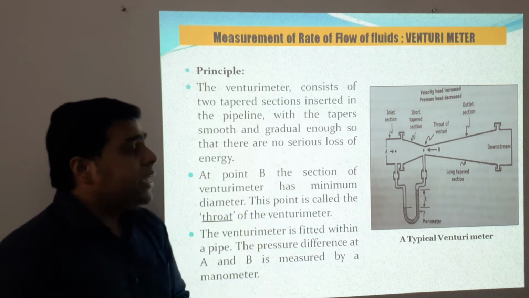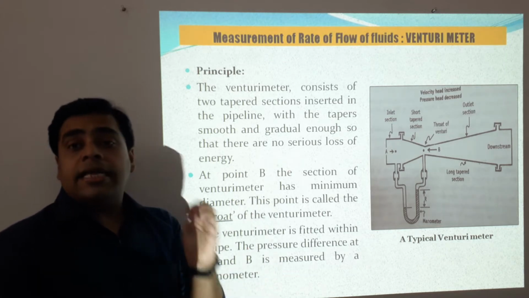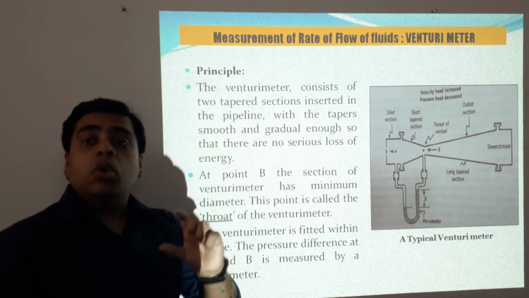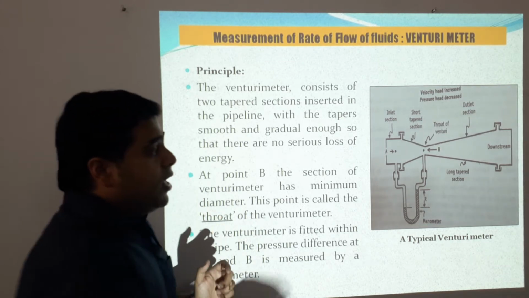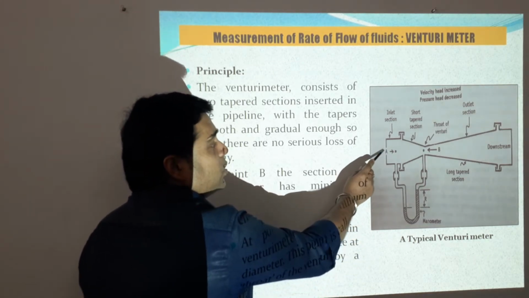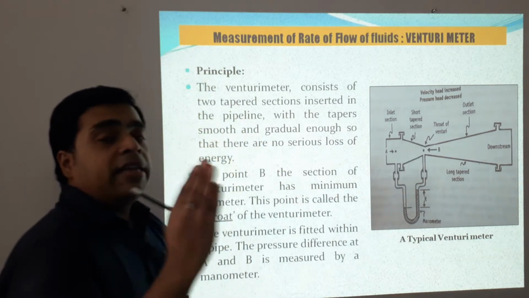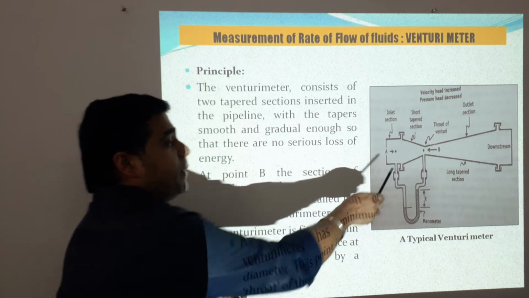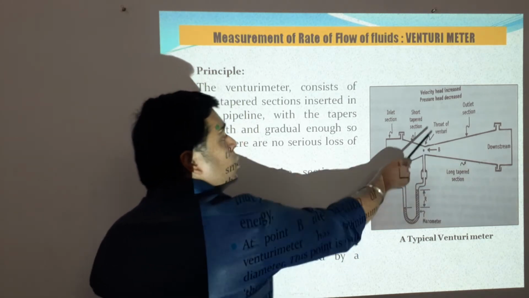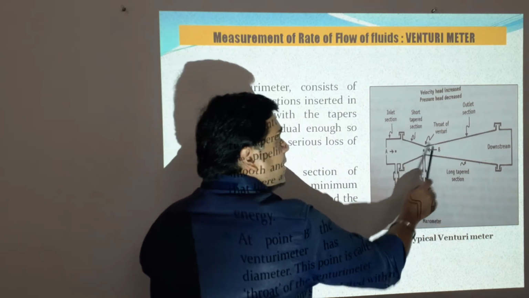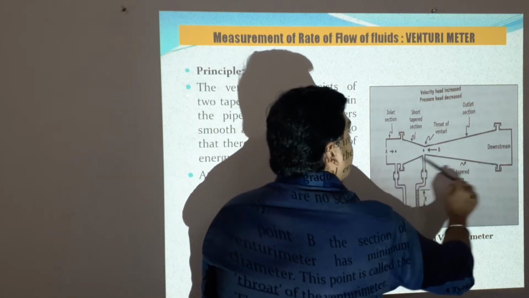At the point B, the section of the venturi meter has minimum diameter, and this point is called the throat of the venturi meter. So if we consider this is the upstream pressure at the point A, and this is the point of constriction where the venturi is being fitted, this particular constriction is called the throat of the venturi, and this is all fitted within a streamlined pipe.